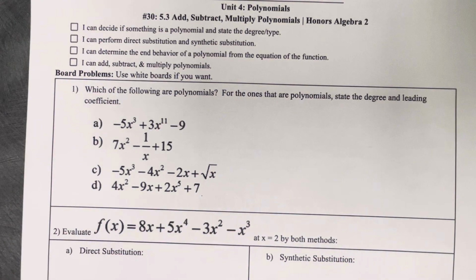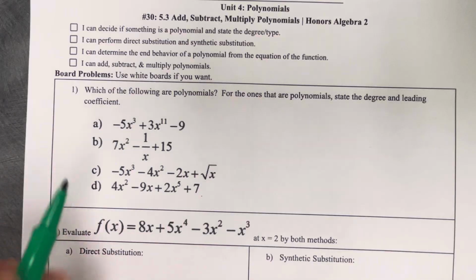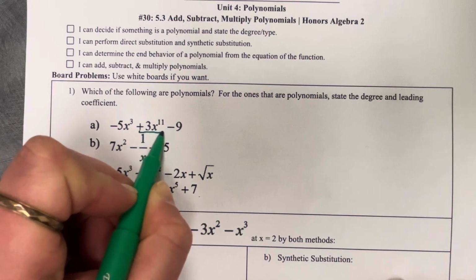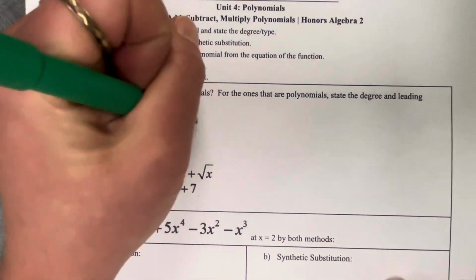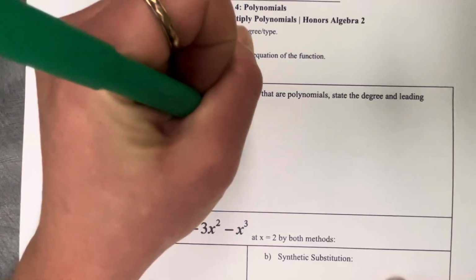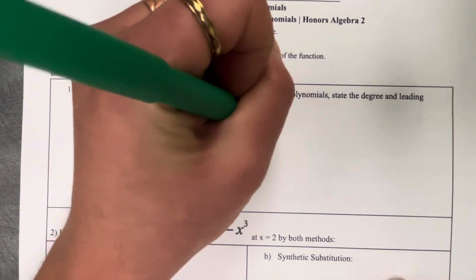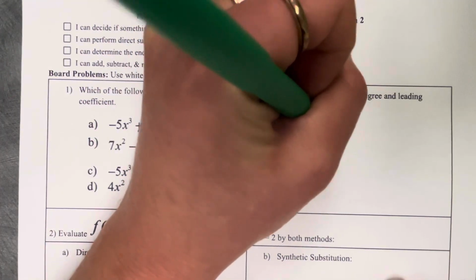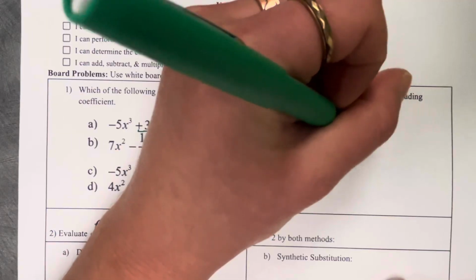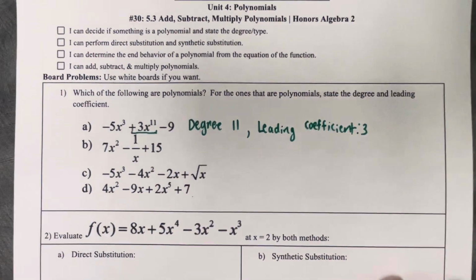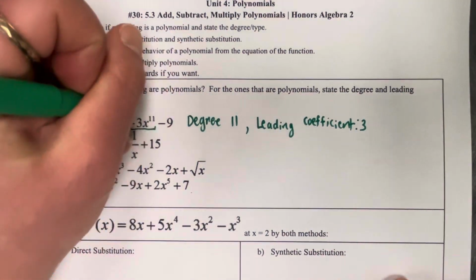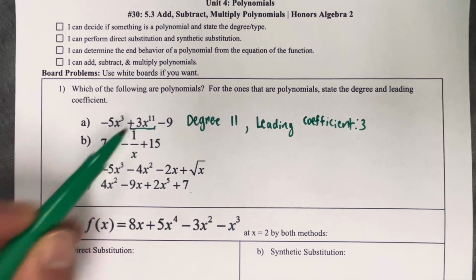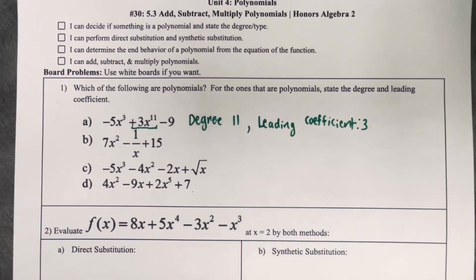For the ones that are polynomials, state the degree and leading coefficient. So, for A, we want to look for the highest degree first. That would be 3x to the 11th, and that's because we have a degree of 11 here. So we're just looking for the highest exponent. And our leading coefficient is whatever's in front of that x to the 11th. So in this case, that would be 3. And if you're curious, this is called an undecic. Just like we have cubic and quartic and quintic, we can call this undecic for a degree 11. You won't need to know that.